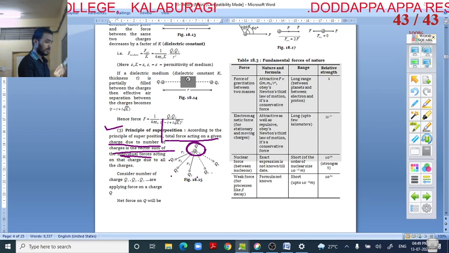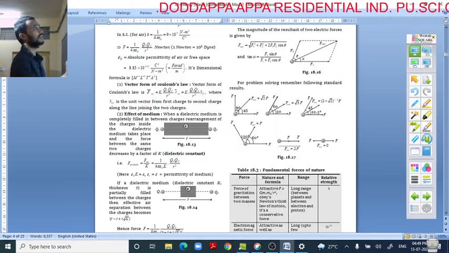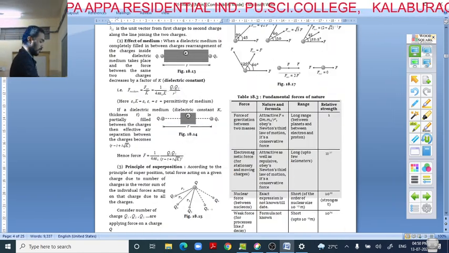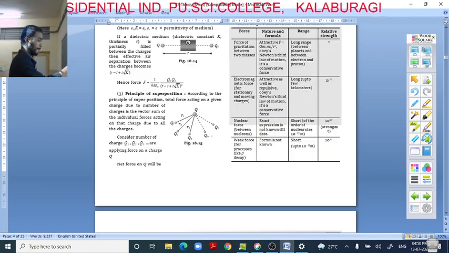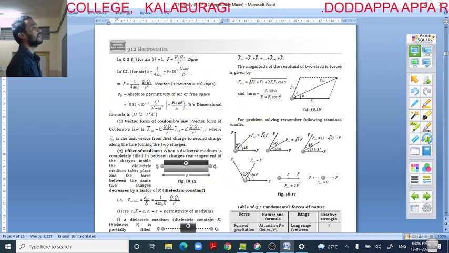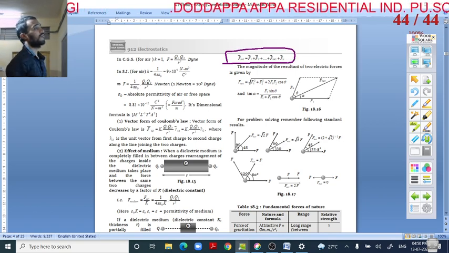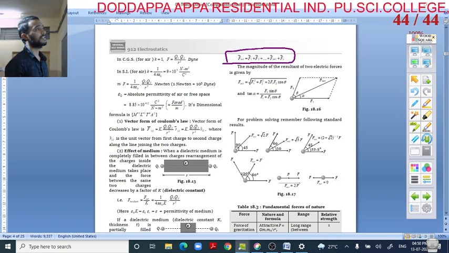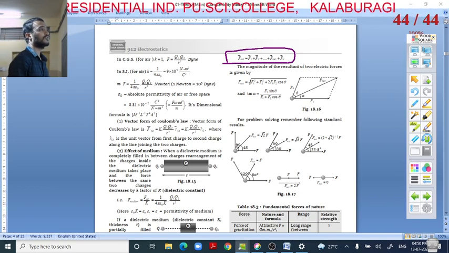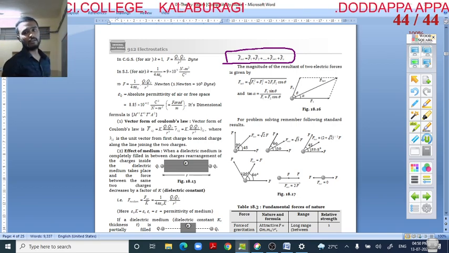So I am going to define it here. See, this is the net force: F1 plus F2 plus F3 plus so on, up to Fn minus 1 plus Fn. It is the vector sum of all the individual forces.